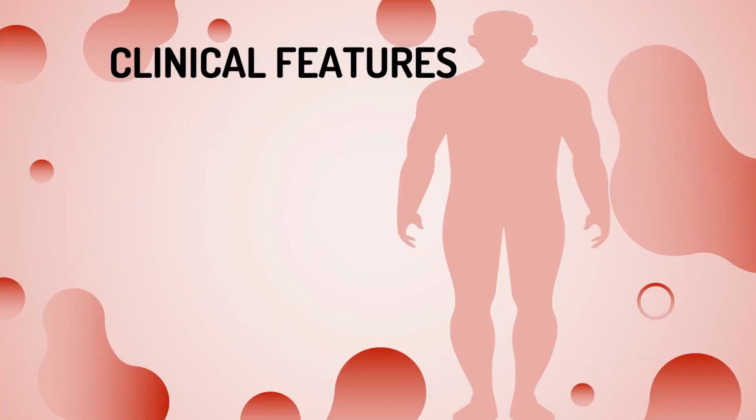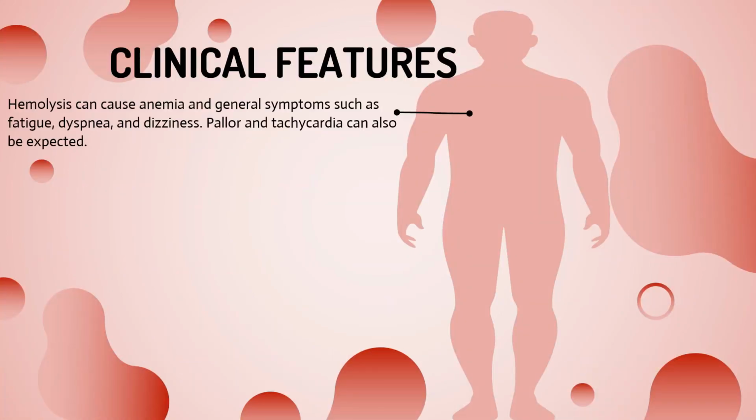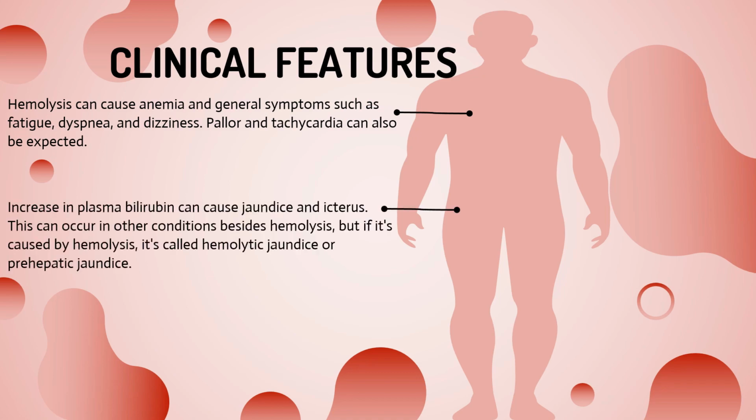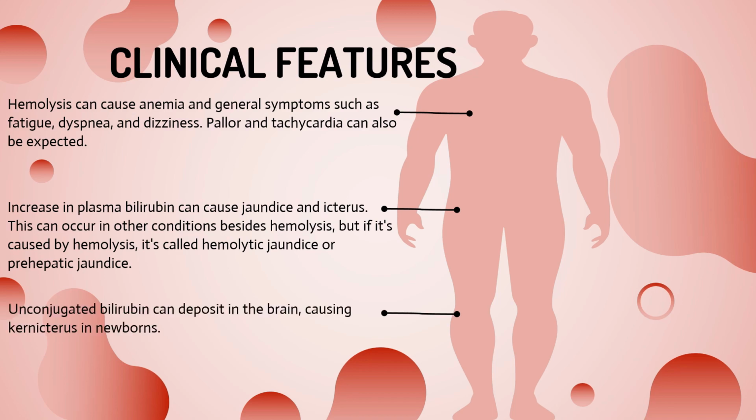diagnosis. Clinical features. Hemolysis can cause anemia and general symptoms such as fatigue, dyspnea, and dizziness. Pallor and tachycardia can also be expected. Increase in plasma bilirubin can cause jaundice and icterus. This can occur in other conditions besides hemolysis, but if it's caused by hemolysis, it's called hemolytic jaundice or prehepatic jaundice. Unconjugated bilirubin can deposit in the brain, causing kernicterus in newborns.